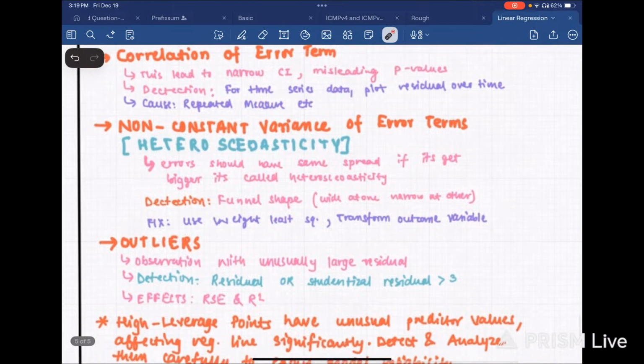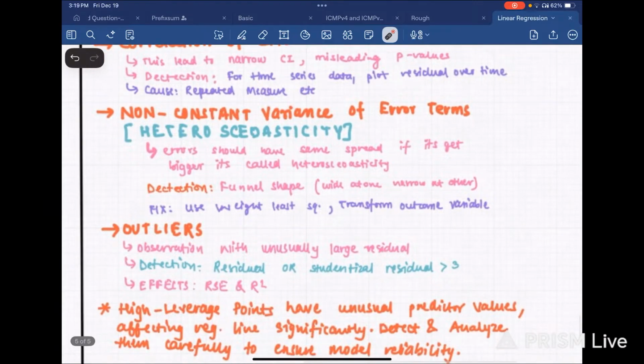Correlation also leads to narrower coefficient intervals, which is very bad for simple regression. Next is non-constant variance of the error term. What is this called? This is called heteroscedasticity. Heteroscedasticity is nothing but this: errors should have the same spread. If the spread gets bigger, it's called heteroscedasticity.